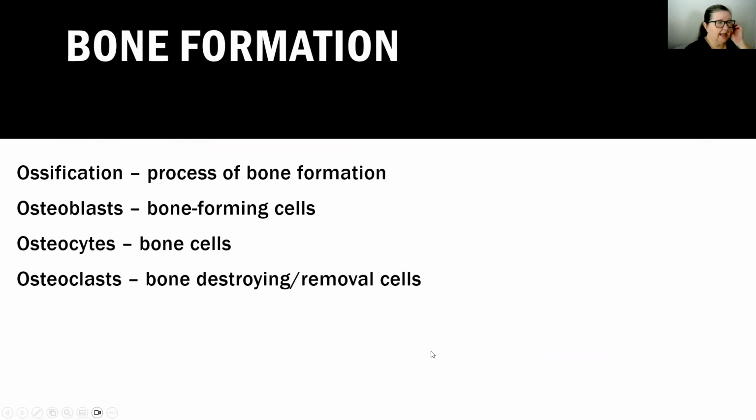Bone formation happens through a process called ossification. Several different things go into ossifying a bone. Osteoblasts are bone forming cells. They actually create the cells that then become bone cells or osteocytes. And then osteoclasts are bone destroying or bone removal cells. So these are what come in and actually destroy cells so that new cells can regenerate.